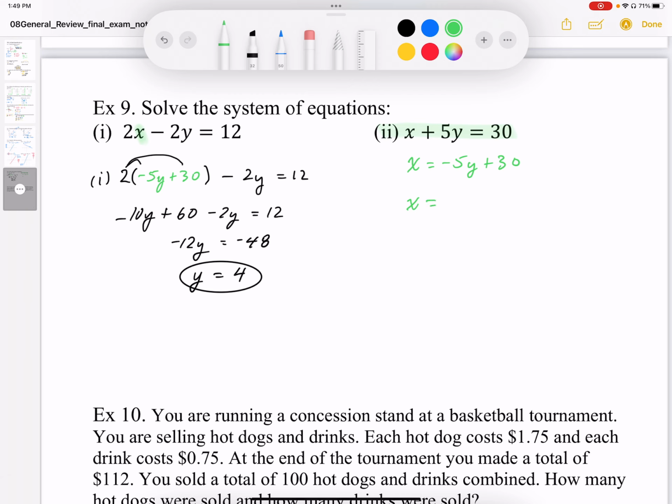Now I could use equation 1 as well, but this one's already equal to x. So I'm going to calculate x by replacing the y in equation 2 with the y that I solved for in equation 1. So doing this calculation, x is equal to negative 20 plus 30. That means that x is equal to 10 and y is equal to 4.